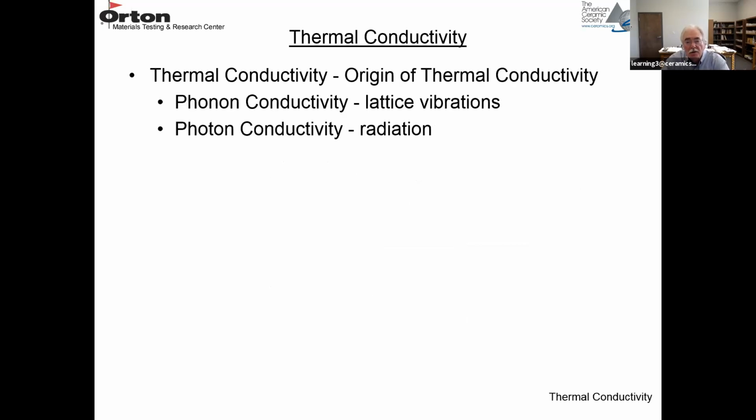For the origin of thermal conductivity, there are 2 types of thermal conductivity. We talked briefly about phonons. Phonons are lattice vibrations. And then there's also photon conductivity, which is radiation. So we'll go over phonon conductivity first.